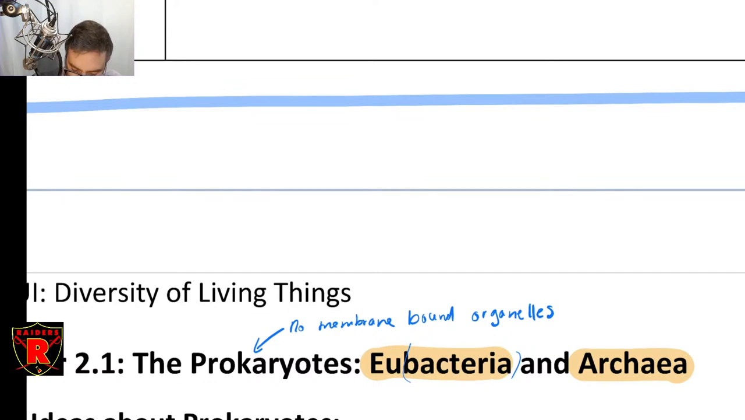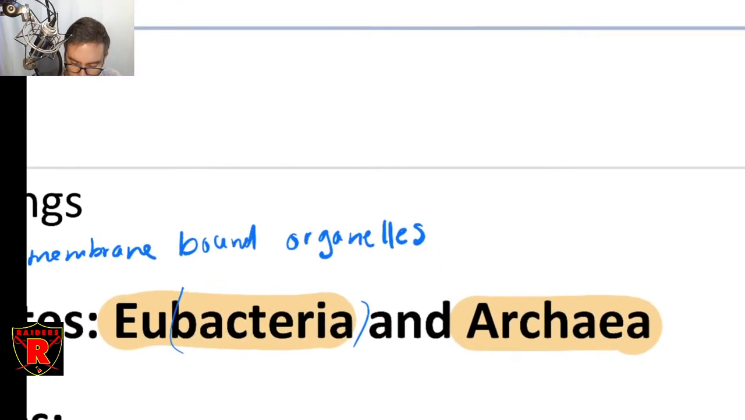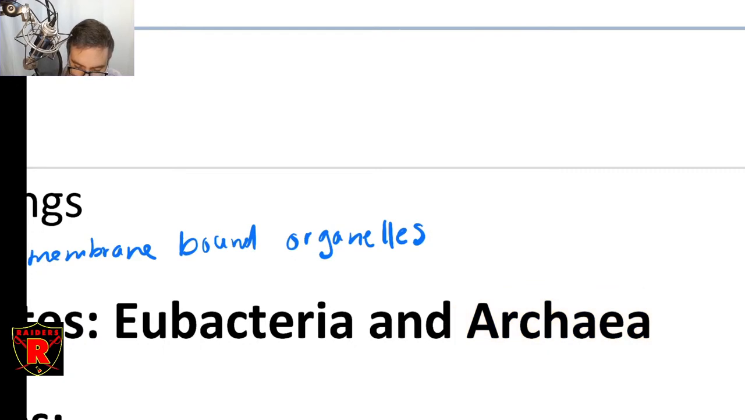One thing that tends to confuse people, and these are the two main groupings of prokaryotes, we mentioned this, their domains and kingdoms, is that it's eubacteria and archaea. Eubacteria are also commonly referred to as bacteria, so obviously, you've heard of bacteria before, I'm assuming. So eubacteria is often shortened just to bacteria.